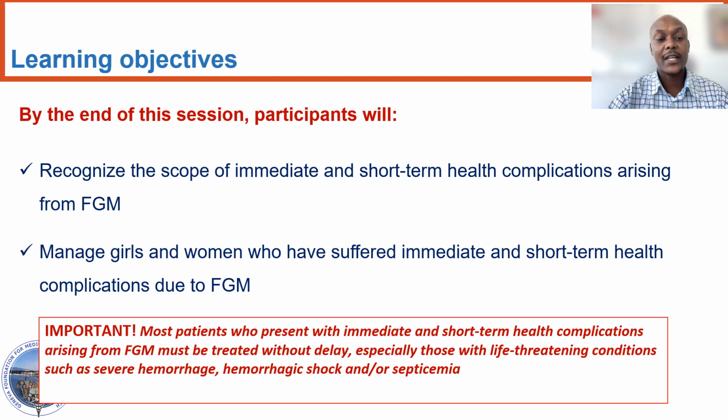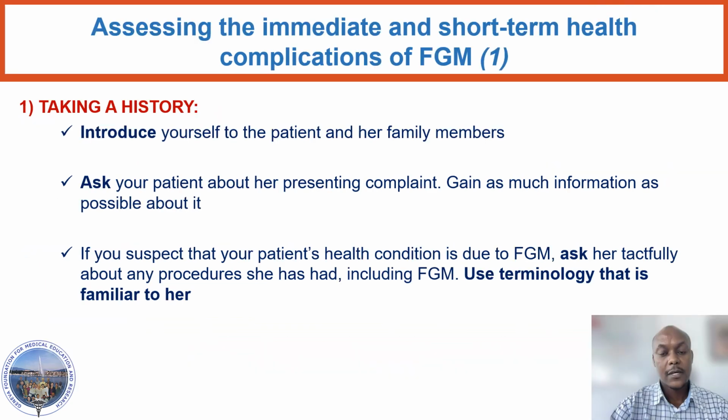It's important to note that most patients who present with immediate and short-term health complications arising from FGM must be treated or referred without delay, especially those with life-threatening conditions such as severe hemorrhage, hemorrhagic shock, and/or septicemia. Just like for many other medical conditions, the first step in assessing for immediate and short-term health complications of FGM involves taking a history. While taking a history, you introduce yourself, the patient, and her family members.